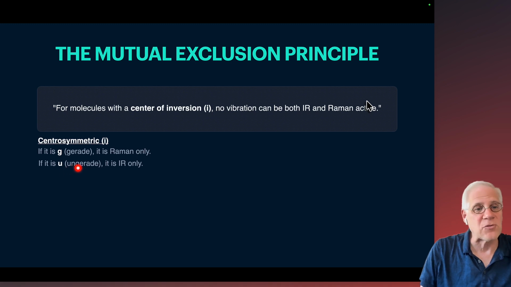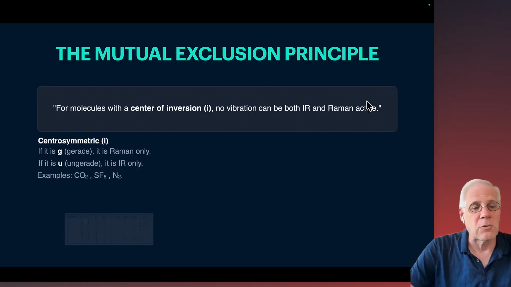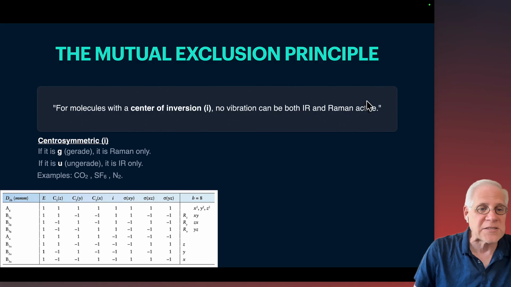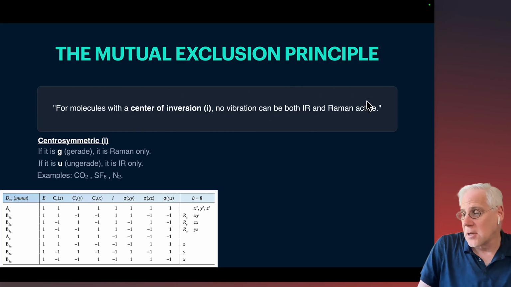If we have something that is ungerade with a U in the description, then it is IR active only. And so as an example, CO2, SF6, and I2 all fall into the centrosymmetric list. They all have an inversion center. Just as an example of a character table that has a center of inversion, we have the I here, so just D2h.